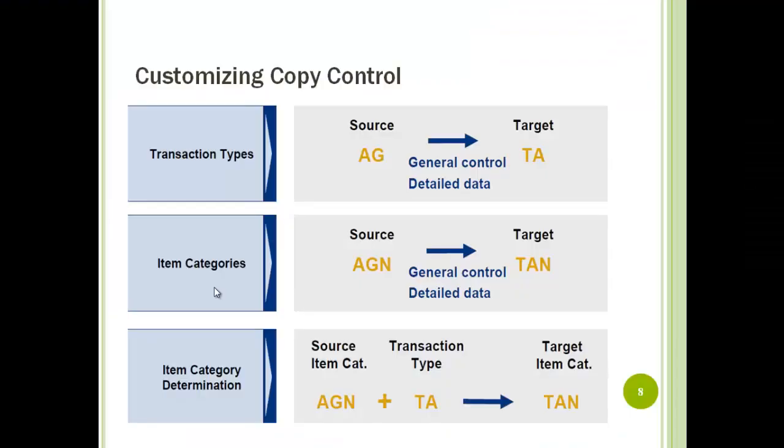So we saw how the customizing control can be maintained. We have to first maintain the source transaction and the target transaction types, from which source to which target transaction type you want the follow-up to happen. Then we have to maintain the item categories, linking the source item category with the target item categories, and then you can set up the item category determination, though this is optional. Like agent is a source item category of a quotation, and the target transaction type is a sales order TA. So I want the target item category to be TAN, that is a sales order item.